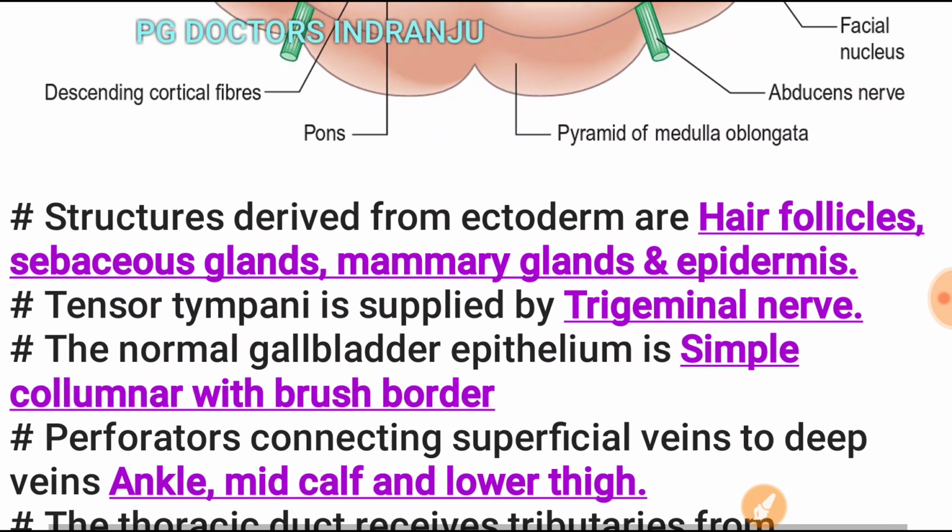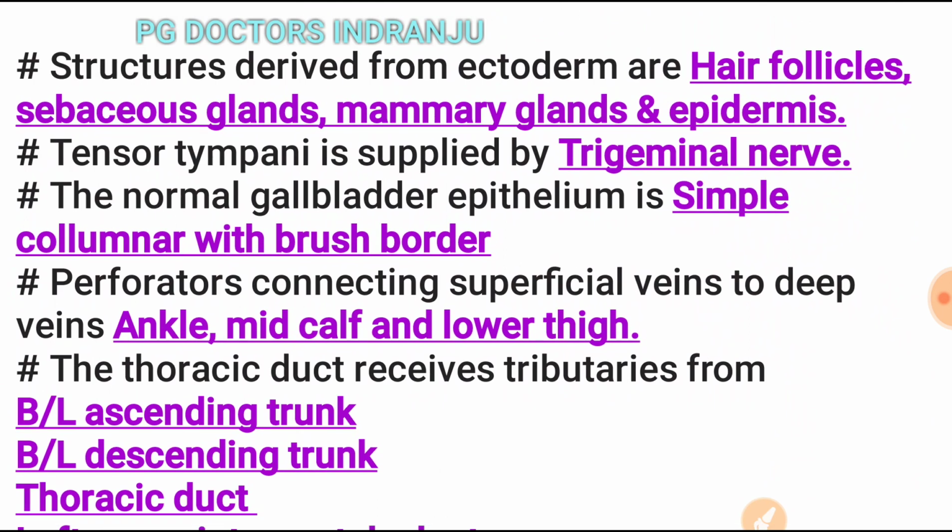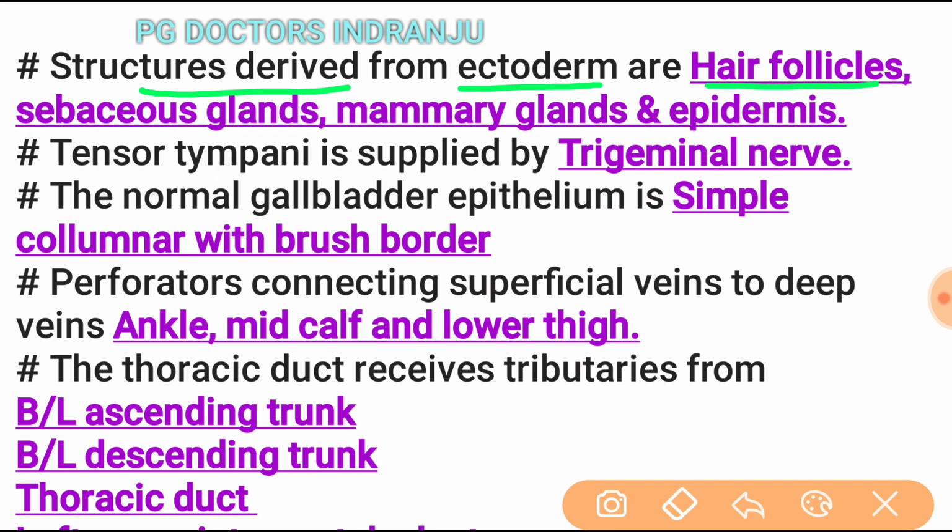Next is the most important thing. Let me tell you that the structures derived from the ectoderm are hair follicles, sebaceous gland, mammary gland, and the epidermis. So the next topic is the tensor tympani. Tensor tympani is supplied by the trigeminal nerve.